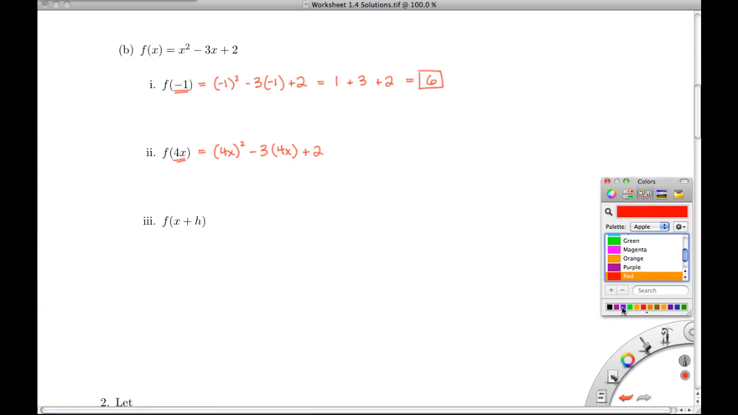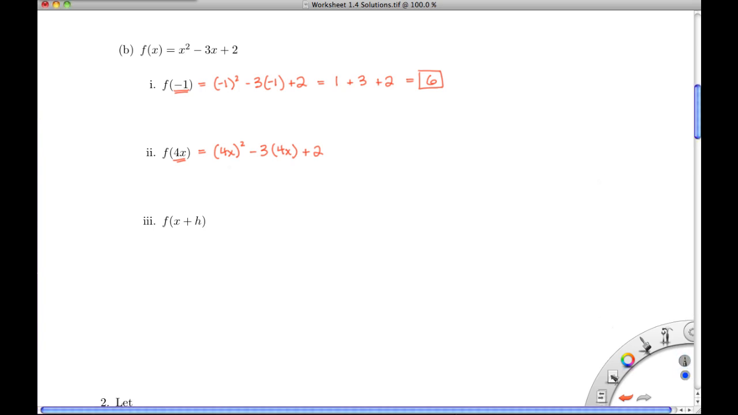Now, it might seem silly, but a little reminder: this is a great place to make mistakes. This 4x squared is 4x times 4x. That's what's really going on here. So when you see that exponent, and we multiply 4x times itself, we want to make sure we're careful with our answer. In this case, 4x times 4x is going to give us 16x squared. We distribute the minus 3 to give us minus 12x plus 2. So we've still got a quadratic function here when we do our evaluation.